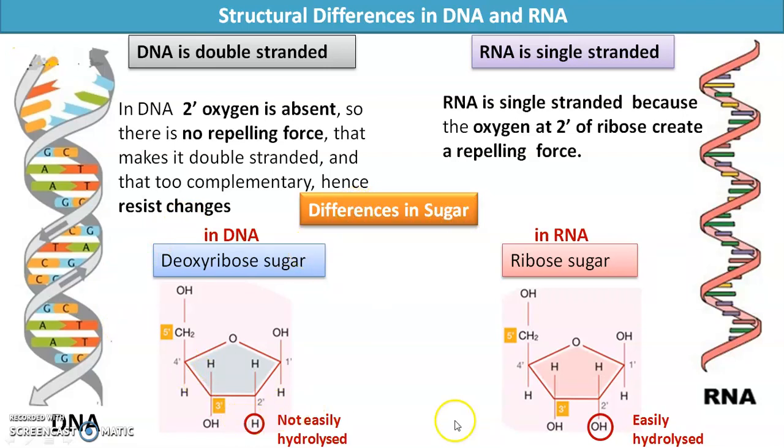Differences in sugars, that is the main thing which makes RNA single-stranded, because the hydroxyl reactive group makes the RNA easily hydrolyzed. It can easily break down. Whereas DNA, the O being removed, is not easily hydrolyzed.